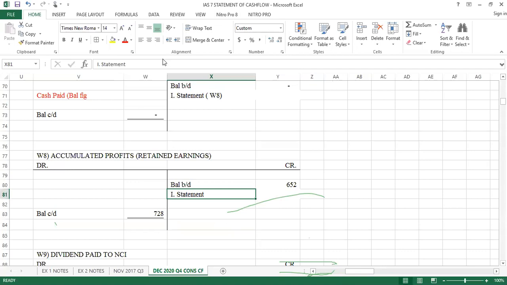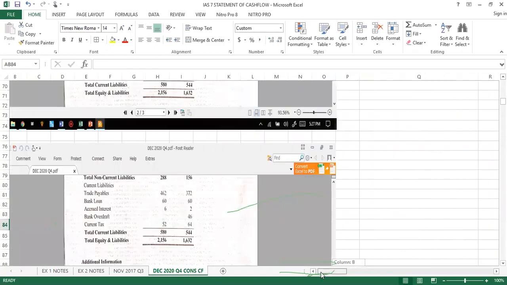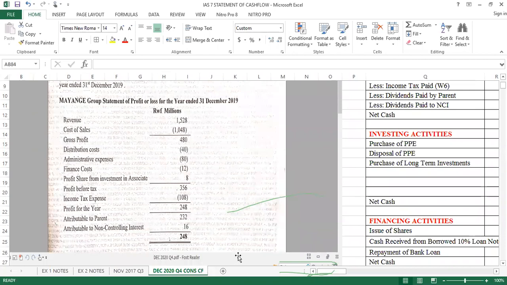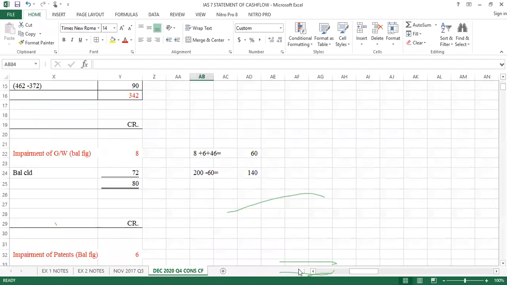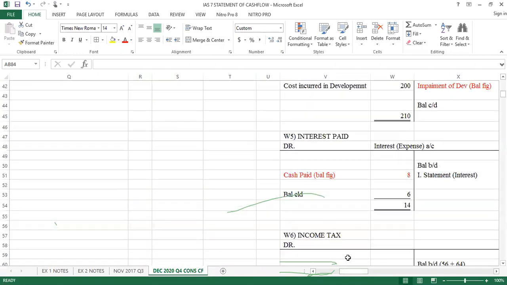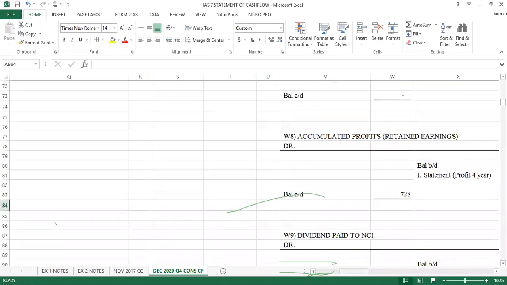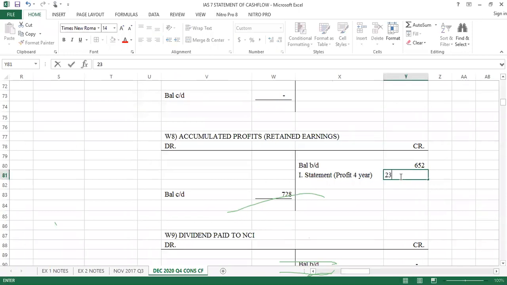Now, profit for the year. And remember, it is the one that goes to the parent, because this is consolidation. Profit for the year that goes to the parent is how much? Somebody? It is 232. So profit for the year is 232.